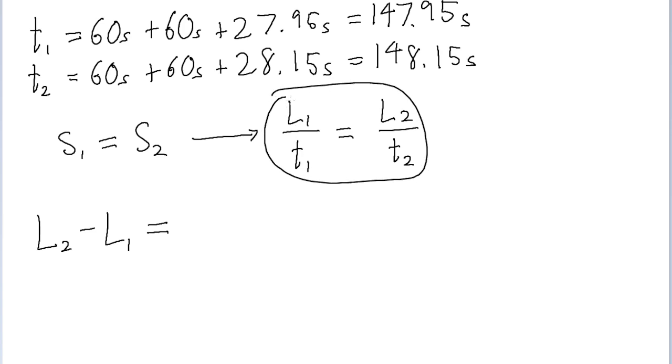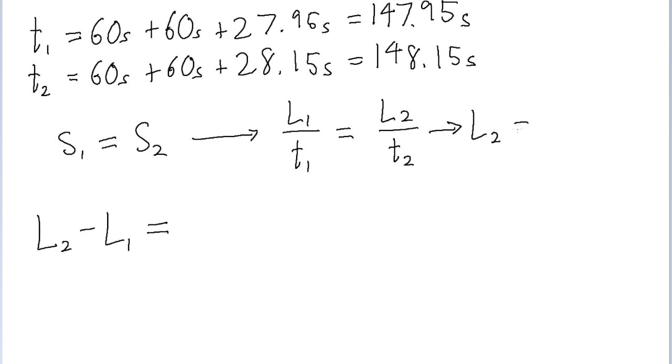So if we take the equality we just discussed a moment ago, we can algebraically rewrite this to solve for one of the two lengths. And so I'm going to do this with L2. So if we multiply both sides of the equation by T2, then algebraically we can find that L sub 2 is equal to T sub 2 divided by T sub 1, all multiplied by L sub 1.